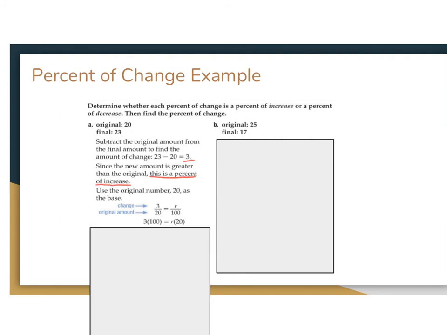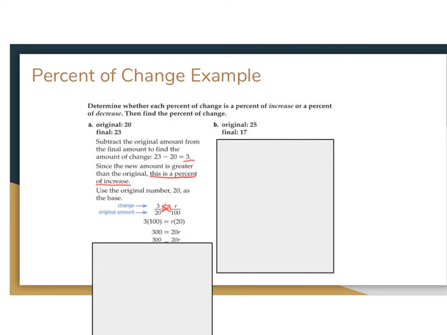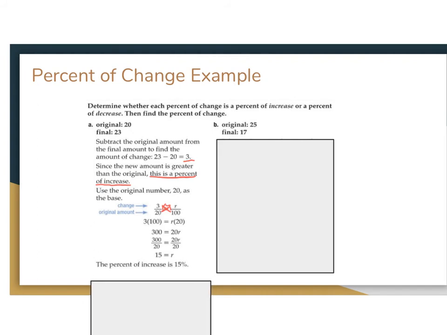Again, we're going to need our cross product. We see that 3 times 100 is equal to 20R. Then we divide both sides by 20 to isolate our variable. We see that R is equal to 15, which means that our percent of increase is 15%.